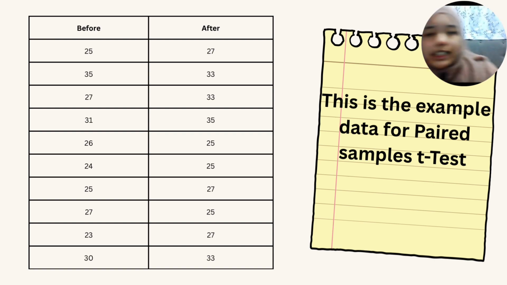Name is before and after. Type will be numeric. Width will be 8. The decimal will be 0. Label will be before and after. Variables will be none. Missing will be none. Columns will be 8. Align with right. And measure both of them is scale.